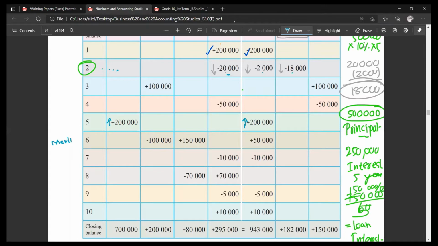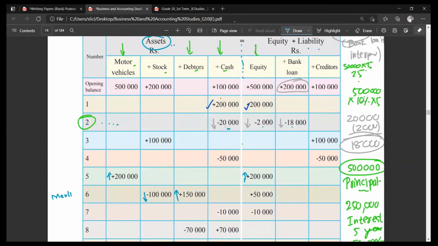Here they have sold 100,000 worth of goods. So our stock asset will be decreased, right? And our debtors asset. So I told you. So if this transaction is done based on the cash basis, our cash asset will be increased by 150,000. But here they have sold it on credit basis. Because of this credit basis, a new type of asset will be created.